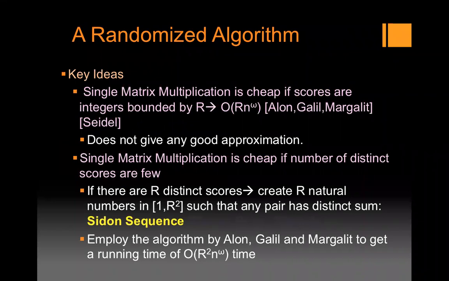So first of all, an observation. This is an old result by Alon, Galil and Margalit, wherein they showed that if you are computing min-plus product, and your matrix entries are not too large, if they're bounded by capital R, then you can solve the min-plus product in time order of R times n to the omega, where omega is the exponent of fast matrix multiplication. So you can get a much faster algorithm.